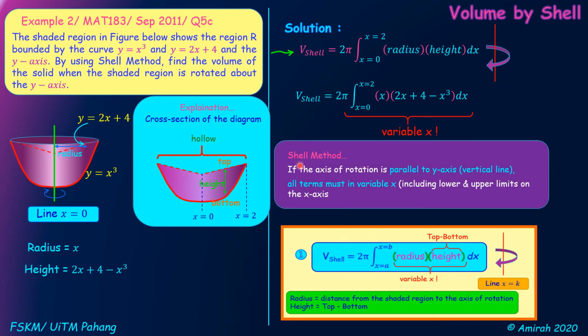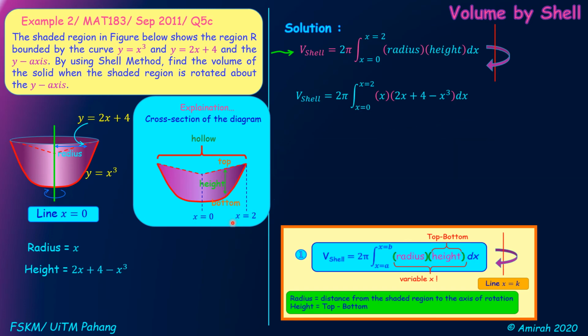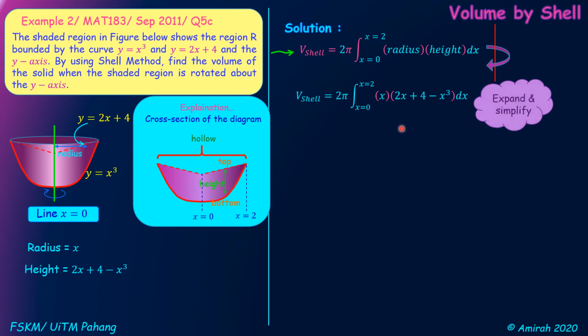We recall that under the shell method, if the axis of rotation is parallel to the y-axis, meaning it is a vertical line, all terms must be in terms of variable x, including the lower limit and upper limit, which must be values on the x-axis. So after we get everything in terms of variable x, then we can integrate. Before that, we need to expand and simplify first. So we expand one by one.